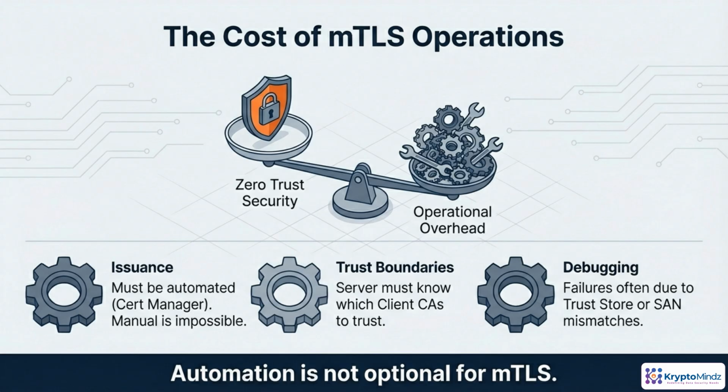You also have to define trust boundaries carefully. Each server must know exactly which certificate authorities it will trust for client identities. Otherwise, you either break connectivity or accidentally trust the wrong clients. When something fails, troubleshooting is rarely about TLS itself. It is usually a misconfigured trust store, an incorrect SAN, or an expired or wrong certificate. That's why for mTLS, automation is not a nice-to-have. It is mandatory if you want strong security without drowning in operational overhead.